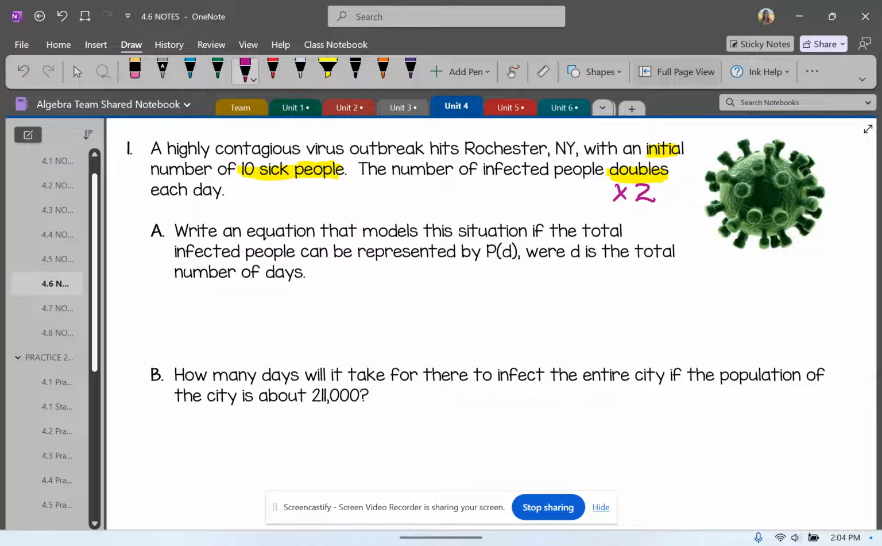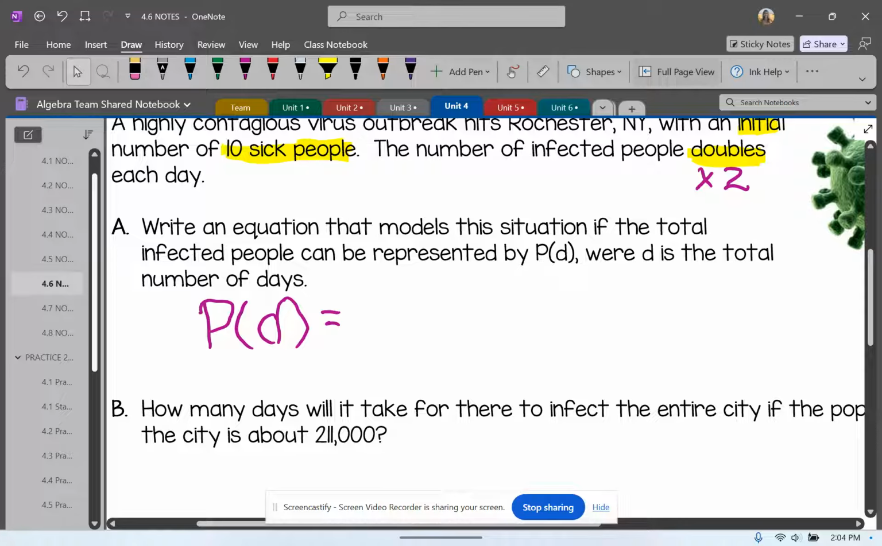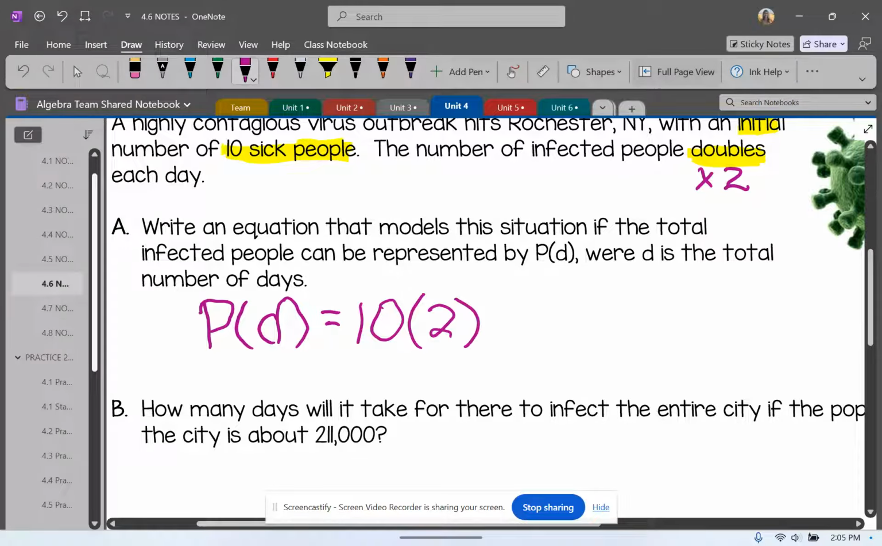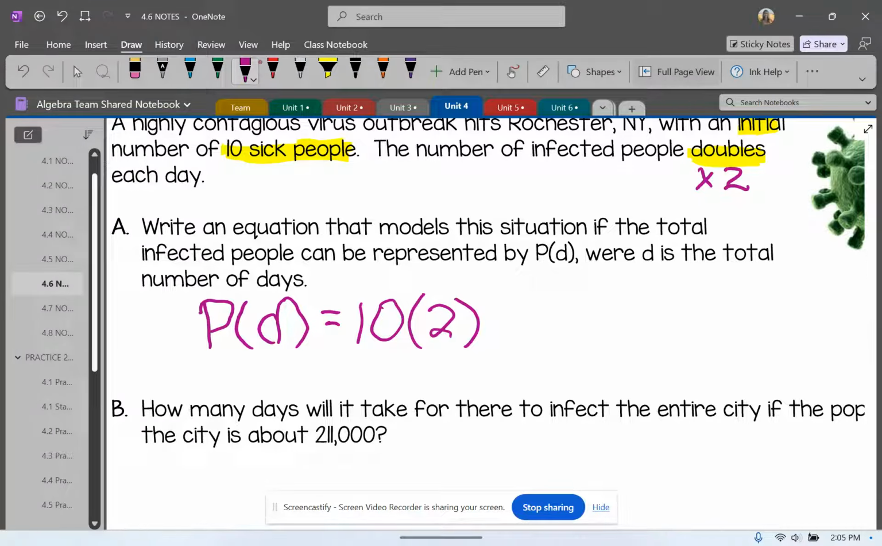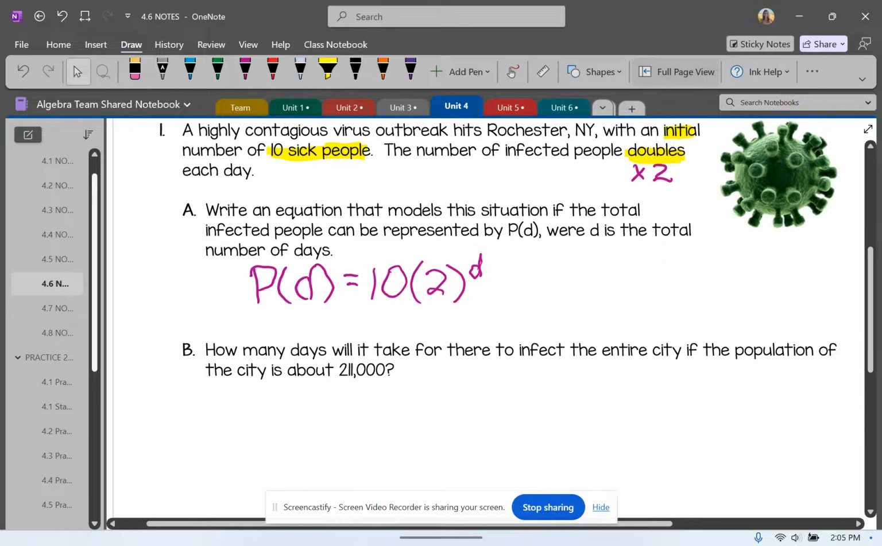So A says write an equation that models this situation. They tell us what our y value is. In this case, our y value is P of D. So let's put that in here. P of D is going to equal the initial number of people. So we start with 10, and what happens every single day? Well, it's doubling. We're multiplying this 10 by 2. I could show this multiplication all the way through, by 2, by 2, by 2, every single day, or we can just write a D in the exponent.